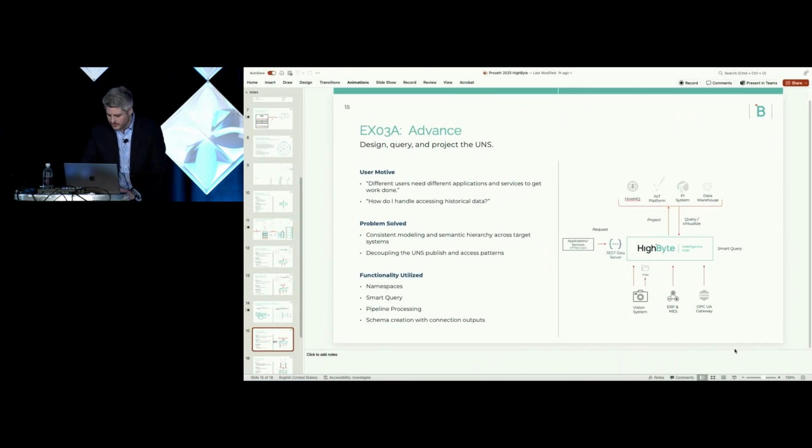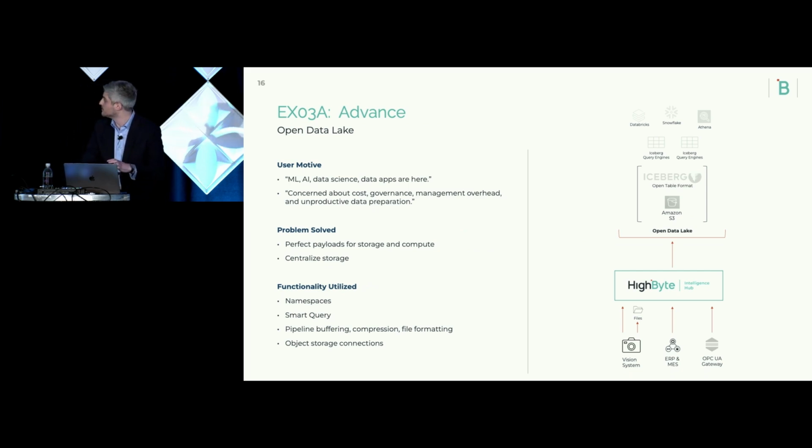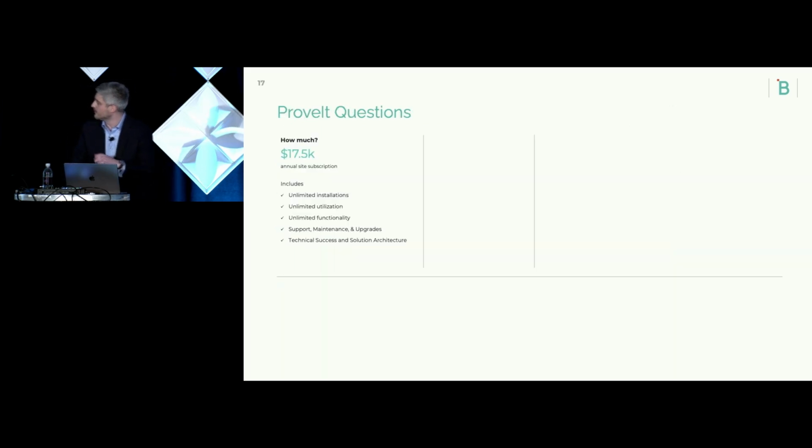So to quickly wrap things up, because I know that we're at time. My windows are going absolutely crazy. The whole ProveIt thing: Intelligence Hub is a 17.5K annual subscription. Very, very generous. You can install it as many times as you want. Prod, Dev, QA, do it by network segment and such.